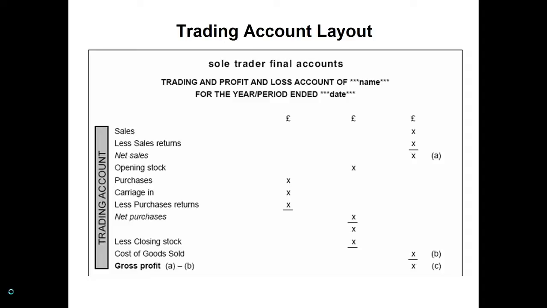Then there's less purchase returns, so less indicates we're taking away. Purchase returns are goods we've returned back to the supplier for whatever reason: faulty, maybe we've ordered too much, maybe the product's out of date. If it's being returned, it's not part of the cost of sale or the cost of the goods sold, so that is deducted, taken away. If we do the maths on those numbers, we would get an answer which is net purchases. I won't go too much into that because I'll show you a slightly expanded version of what I use shortly.